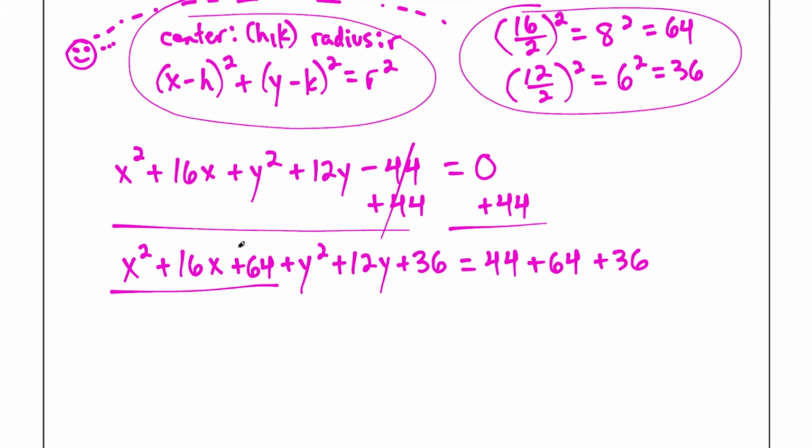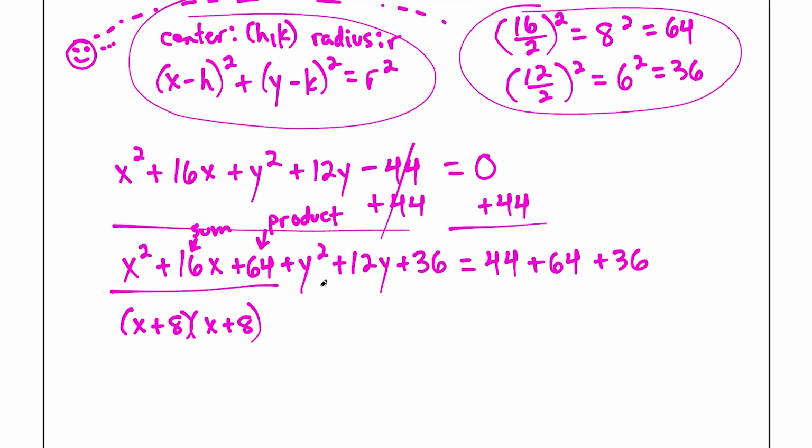And what we're going to have over here is this is going to factor nicely when we look for two numbers that have a sum of 16 and a product of 64. So if you think about the two numbers, the numbers are going to be 8 and 8. So we're going to write (x plus 8) times (x plus 8). And once again, these numbers are going to work because 8 plus 8 is 16 and 8 times 8 is 64.